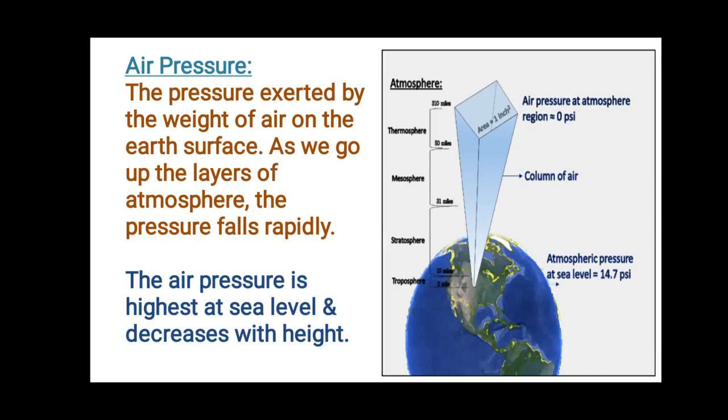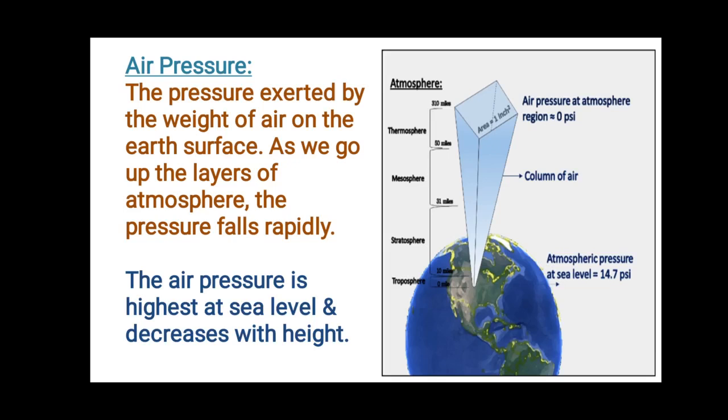Okay. So air pressure is defined as the pressure exerted by the weight of air on the earth's surface. So the weight of air that is exerted on the earth's surface, that's called what? Air pressure. Okay, I repeat, the pressure exerted by the weight of air on the earth is known as air pressure.